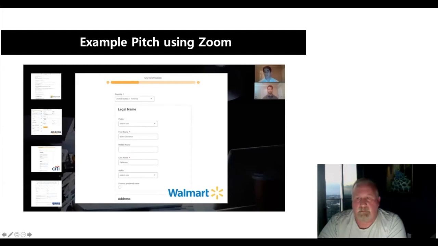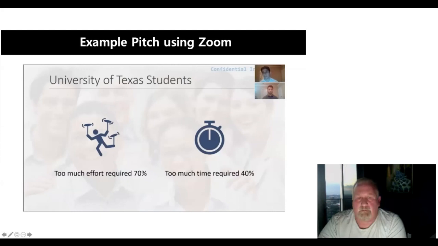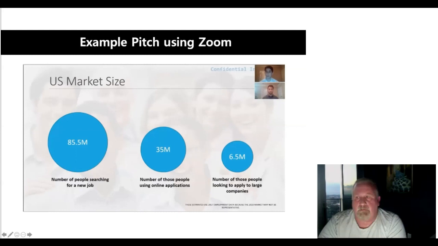So I wanted to know if this problem was happening to other students. I went to the UT campus and surveyed students to find out about 70% of them said it was too much effort to apply to jobs. And this got me thinking, what portion of the population is actually affected by this problem? To size my market, I took a little bit of data.